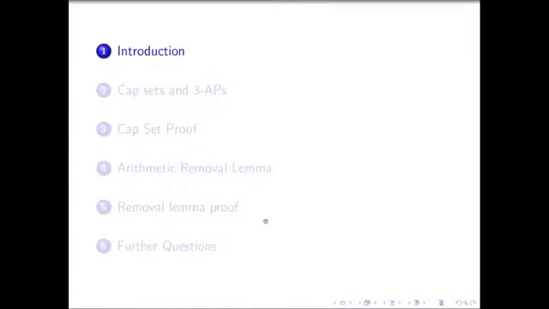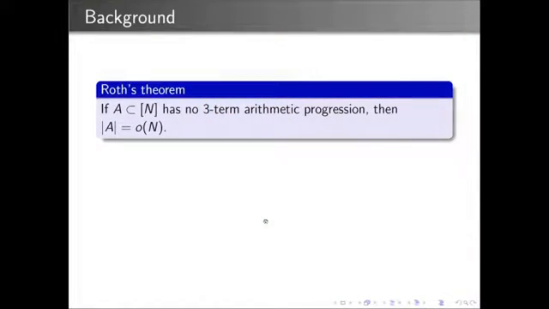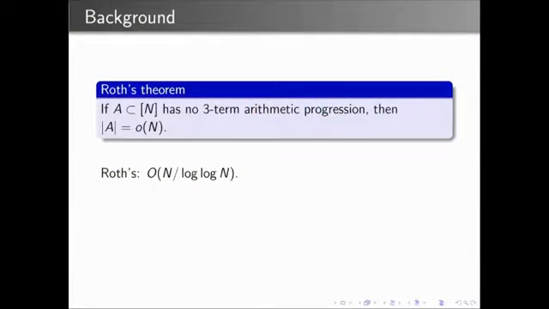An introduction. Many of you might be familiar with Roth's theorem, which says that if we have a subset A of the integers from 1 to n with no three-term arithmetic progression, then the maximal possible density of A goes to 0 as n goes to infinity. Roth's original proof gave the bound of big O n divided by log n using Fourier analytic methods.